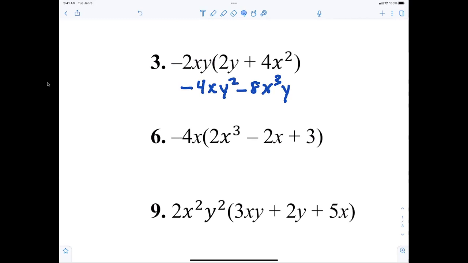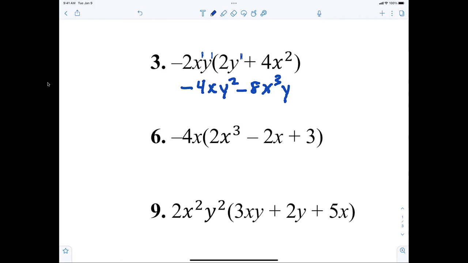Remember, if it doesn't have an exponent, the exponent is a what? A 1. All of these that don't have exponents are 1. When you multiply things together, multiply the numbers and add the exponents. It's embarrassingly easy. There's a lot of problems because it takes a lot of practice to get it into your brain.